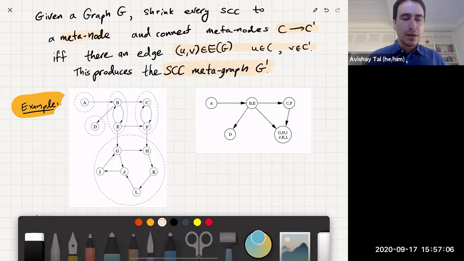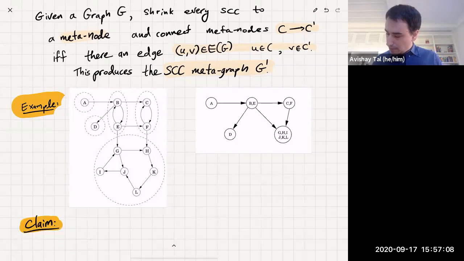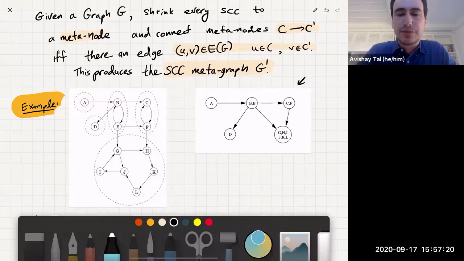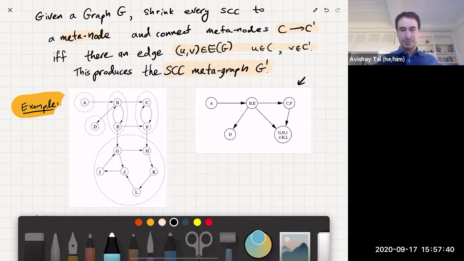Okay, and now let's look at this new graph. This graph, the graph on the right, the meta graph. What can you tell me about the structure of this graph? I see some answers in the chat. So the structure on the right is a directed acyclic graph. Well, first it's a directed graph, sure. But why is it acyclic? Why doesn't it have any cycles?